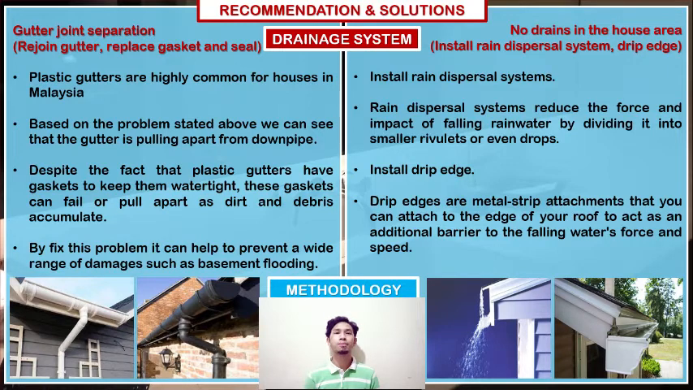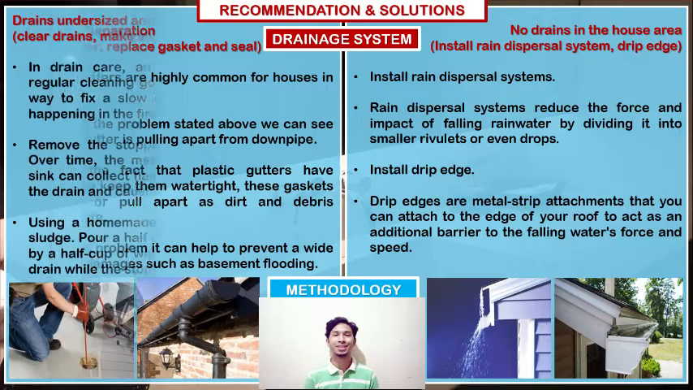Then, for the next problem, no drains in the house area, we suggest to install a rain dispersal system and drip edge. A rain dispersal system can reduce the force and impact of falling rainwater by dividing it into smaller rivulets or even drops. Then for drip edge installation, they are attached to the edge of the roof and can act as an additional barrier to the falling water's force and speed.